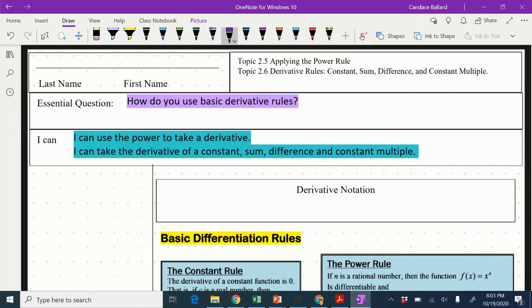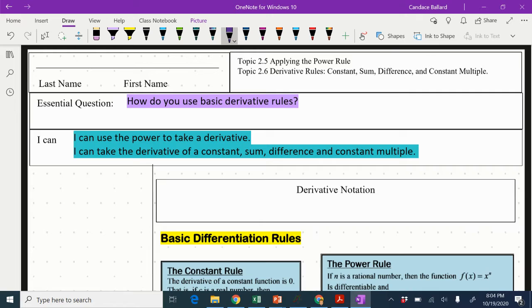So in this lesson, we're going to learn about topic 2.5 and 2.6. They go very well together. We're going to be applying the power rule, and we're going to learn derivative rules that are the constant, the sum, the difference, and the constant multiple. So our essential question is how to use basic derivative rules.